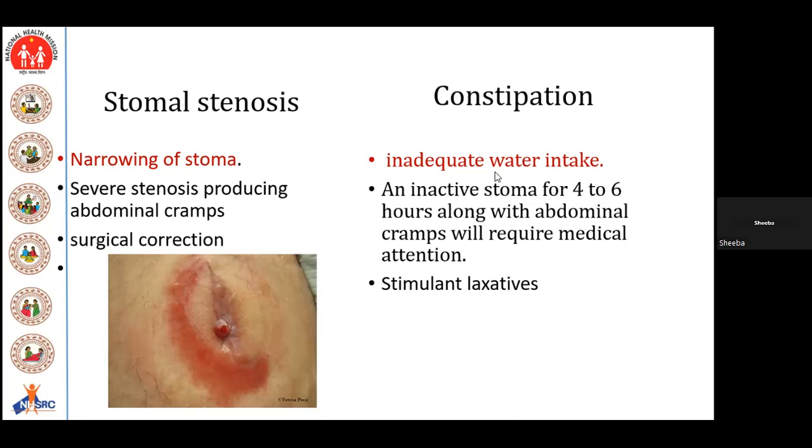So I think we can watch a video on the management part, and after that I will discuss. I hope the procedure is clear to everyone.